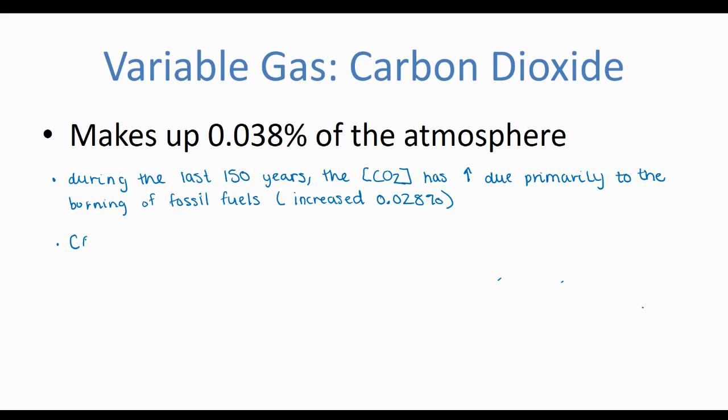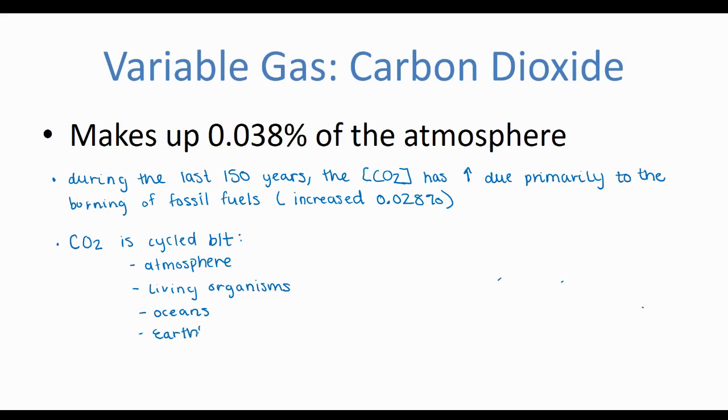Okay, carbon dioxide is cycled between a few places. So just like water is cycled, there's the water cycle. Carbon also has a carbon cycle. So it cycles between the atmosphere, living organisms like you and me, the oceans, and Earth's rocks.